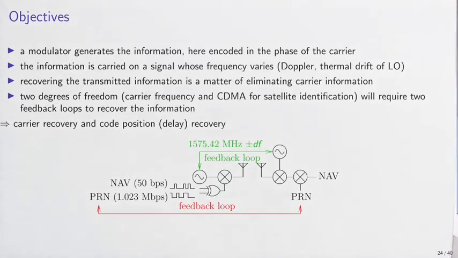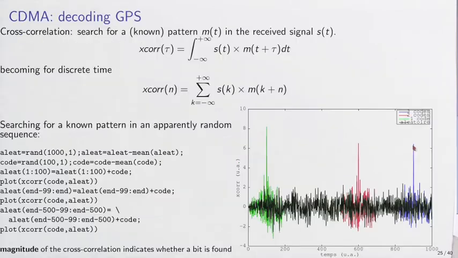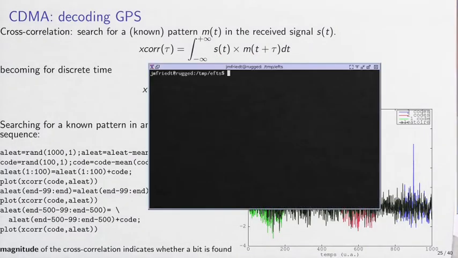So let us first discuss the part of correlation. So first, how do we identify the pseudo-random sequence? This is achieved by looking at the correlation between the known pattern, this Gold code sequence that was transmitted, and the received signal. So how do we actually do this? Here is an example using GNU Octave.